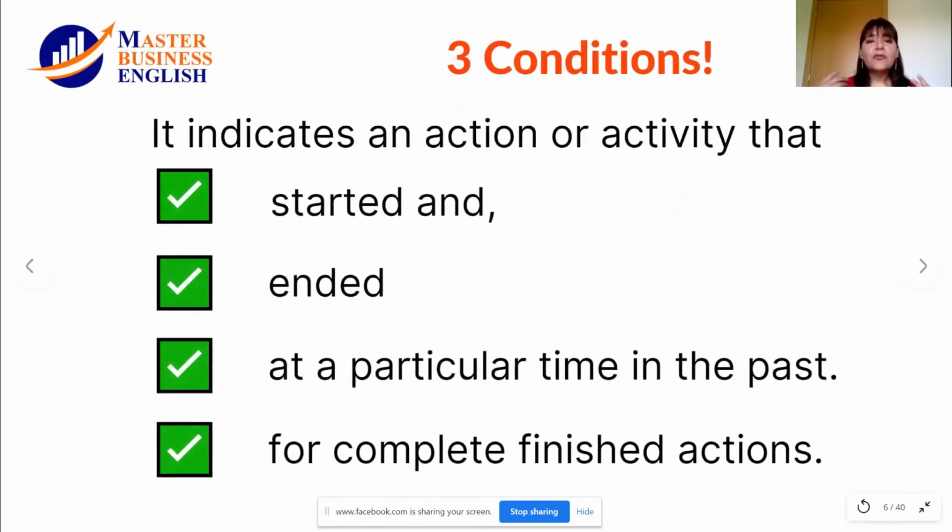Let's go on. So, three conditions to take into account about the past simple. It indicates an action or an activity in the past, a past action or past activity that happened before the present. That action or activity started in the past, ended or finished in the past at a particular moment in the past. And of course, it must be a completed action. Okay? Good. I don't think there will be any problem for all of you because we studied it last lesson too with some examples, and I showed you how it worked.